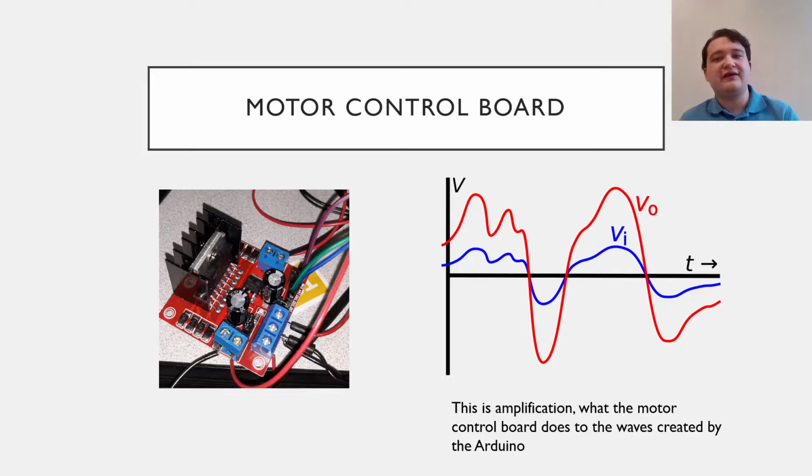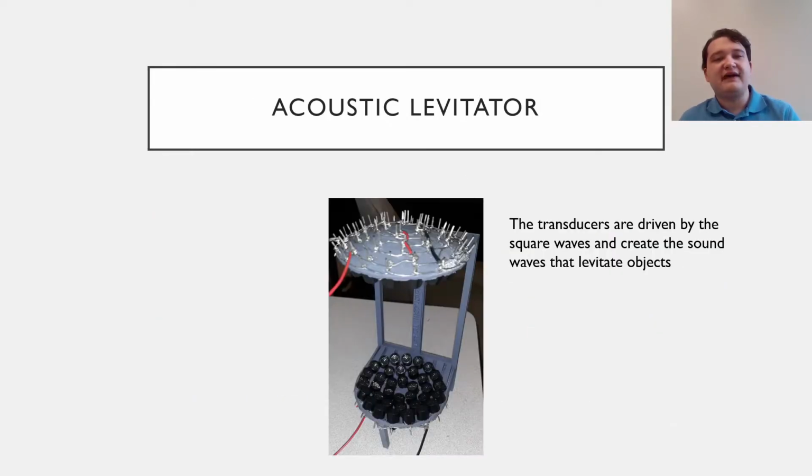So, we feed those square waves into this motor control board instead, which amplifies the square waves to a higher voltage, one that's specified by the voltage source. The amplified square waves are then fed into the acoustic levitator. They drive the transducers, or tiny speakers, and make the sound waves which can levitate objects.